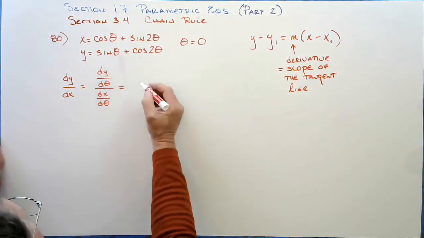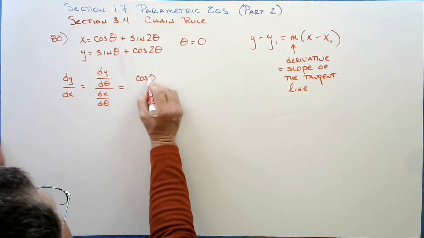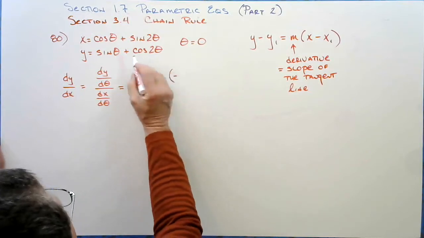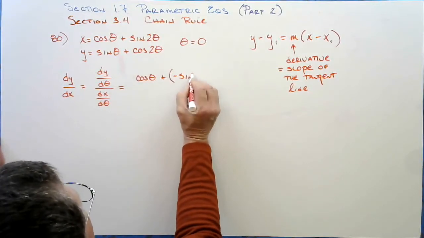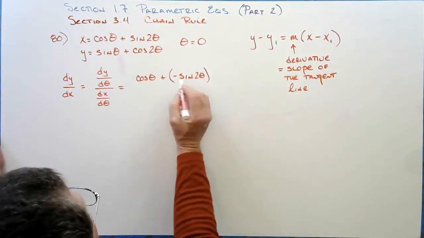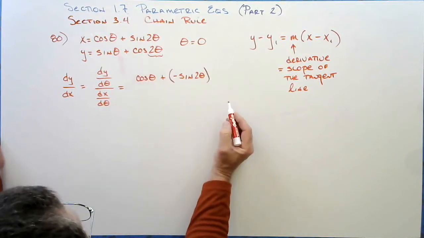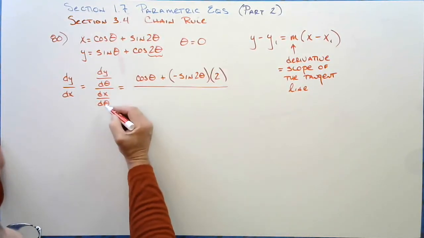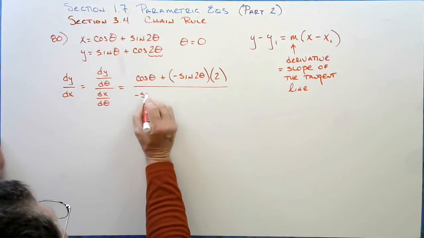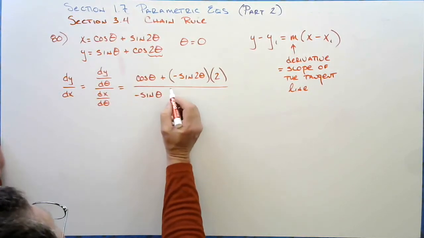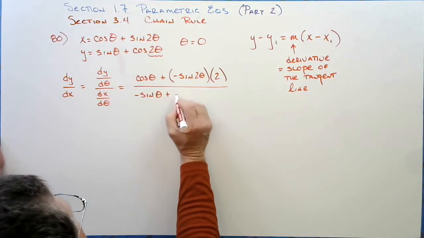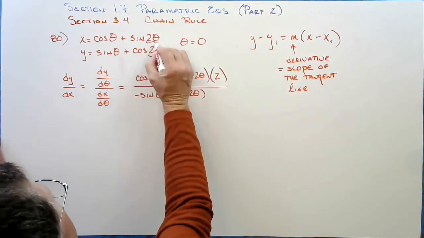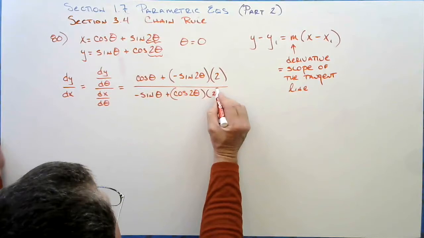The derivative of sine theta is cosine theta, plus the derivative of cosine 2 theta is going to be negative sine 2 theta, but we have to employ the chain rule. We take the derivative of 2 theta, so we'll multiply that by 2, divided by the derivative of x. The derivative of cosine is going to be negative sine theta. The derivative of sine 2 theta is going to be plus cosine 2 theta. Again, we'll have to use the chain rule here, take the derivative of 2 theta and get 2.